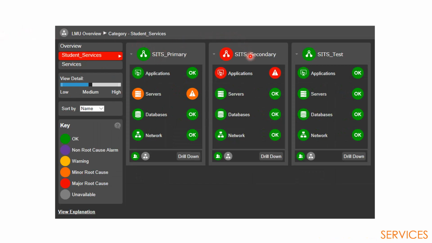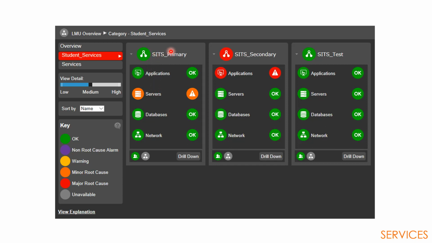Here we see the three services repeated, each with a list of IT domains making up that service. Looking at the SITS primary service, we can see an amber root cause alarm for the server's IT domain. However, this issue is clearly not affecting the availability or performance of the service because the service in question is still showing a green rolled up status.